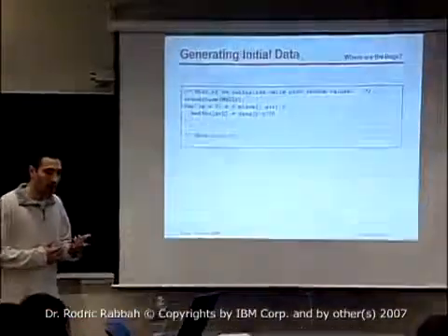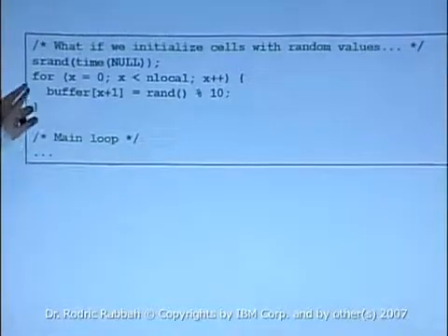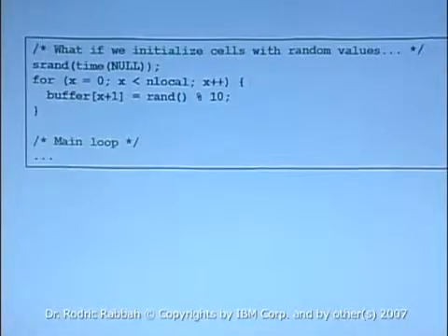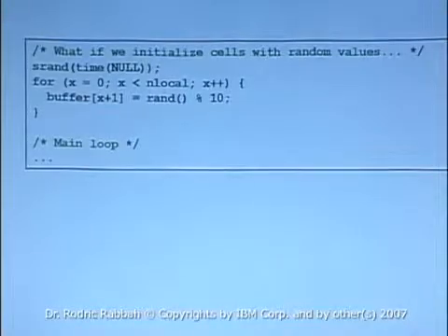So if you're generating data on the fly, or dynamically, here we might use the srand function to start with a random seed and then fill in the buffer with some random data. So what could go wrong here?